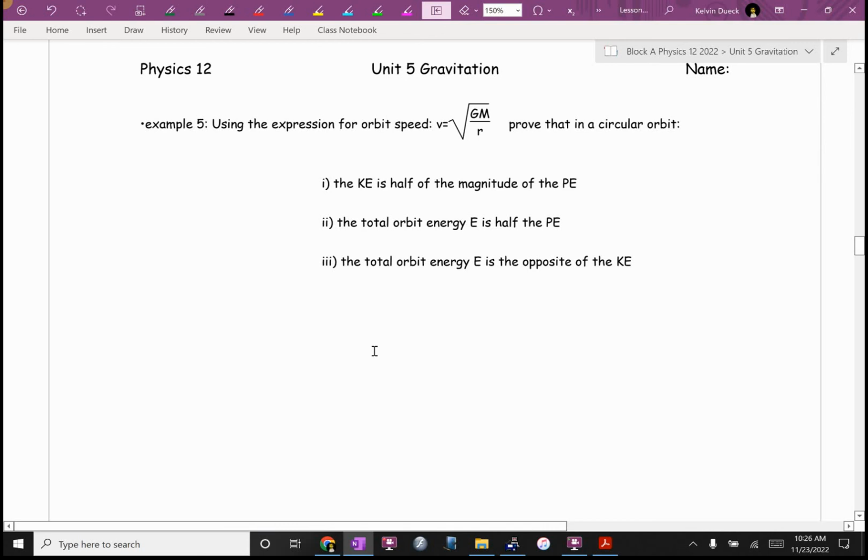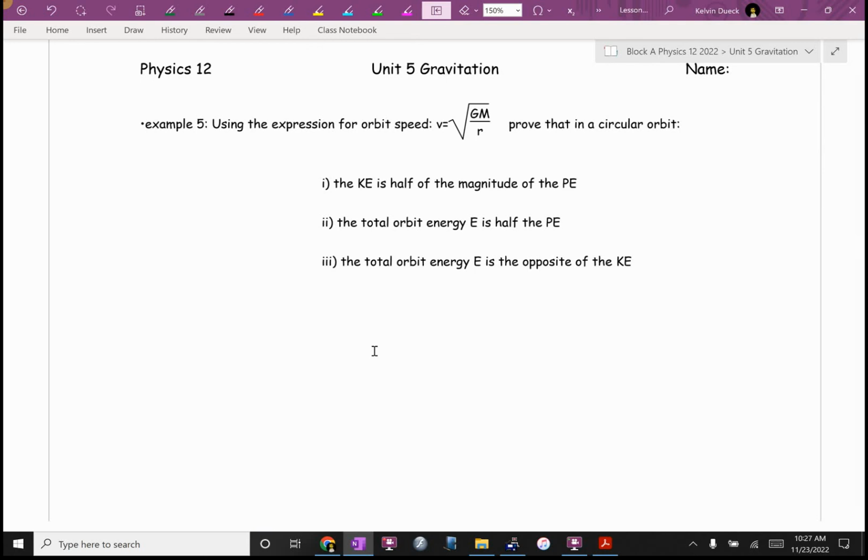Example 5. Xana's going to put her phone away because she's just not that important. You don't need to know this to survive.